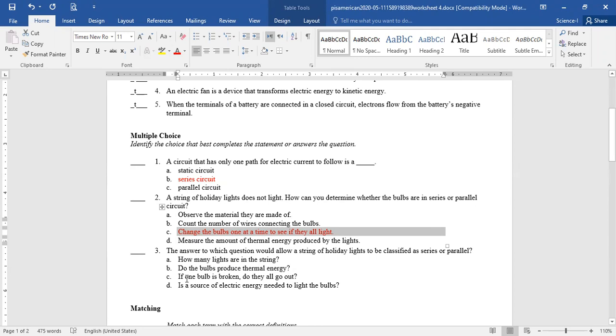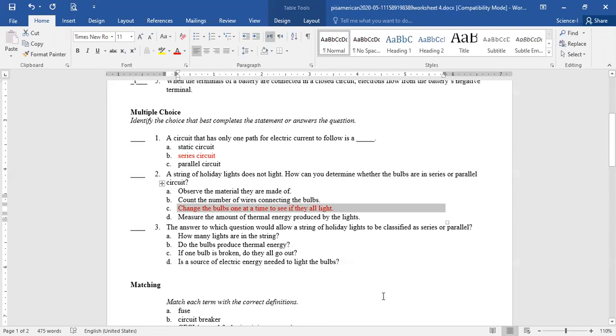Then question number 3: the answer to which question would allow a string of headlights to be classified as series or parallel? This is the same idea as the previous question, but in different words. Yes, Osama, welcome.